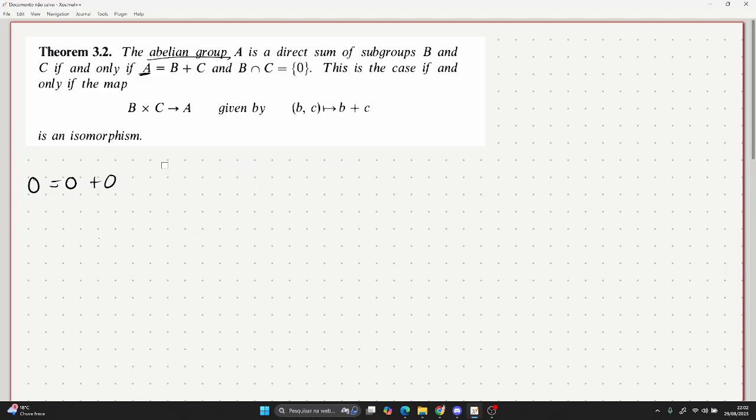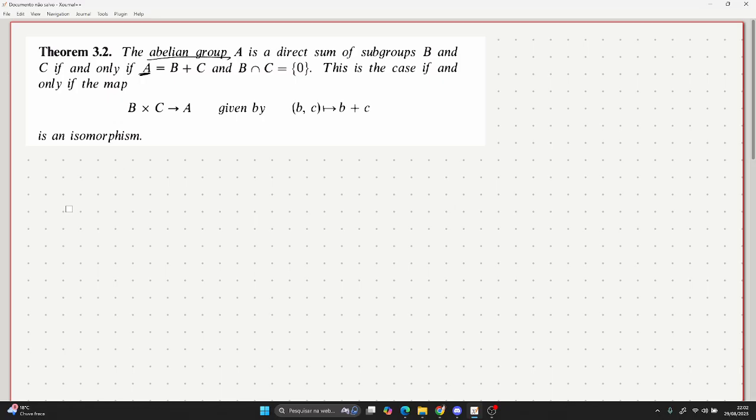My point is that I need to write every element as a sum of elements of B and C. Since 0 is in A, because it's an abelian group and 0 is the identity element, let's consider that 0 is some b_i. Then this 0 is not some c_j, because the intersection of them is not 0. So if b_i has 0, then c_j won't have it, because we defined it this way. So we saw that it needs to have 0.